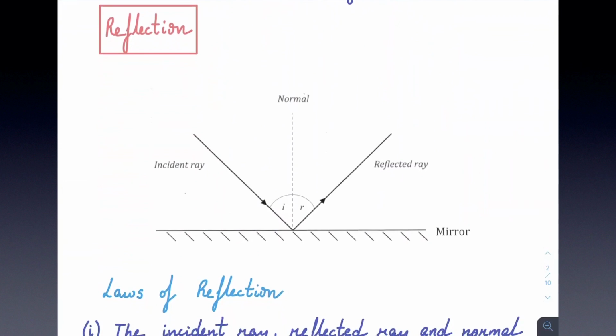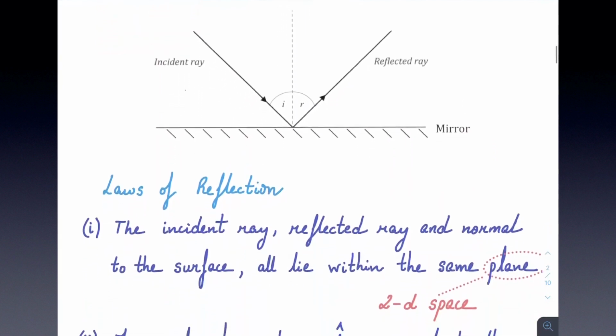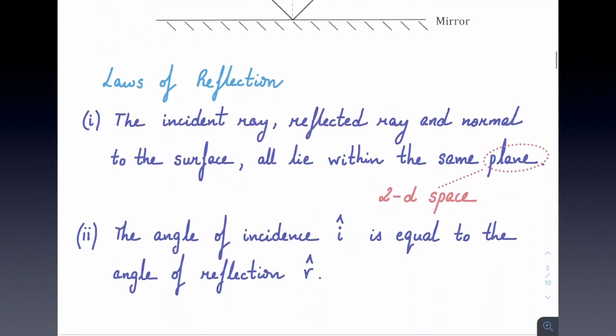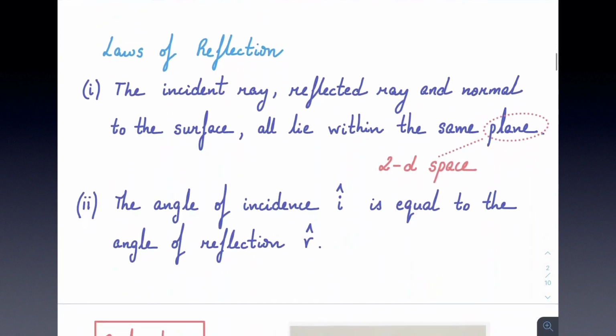This figure shows what happens to a ray of light that is incident upon a very good reflecting surface, such as a mirror. The laws of reflection state that the incident ray, reflected ray, and normal to the surface all lie within the same plane. In other words, all lie within the same two-dimensional space.